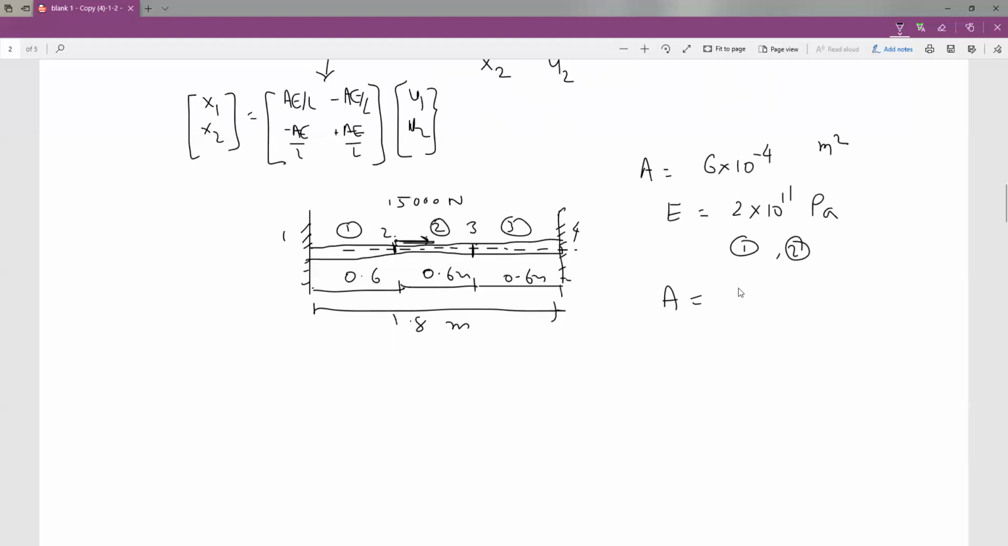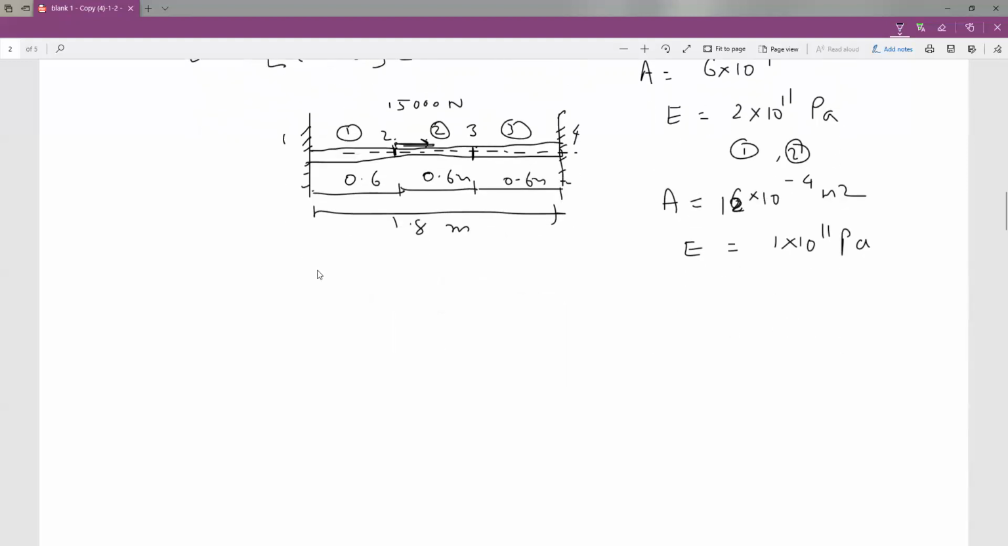For the third bar, A is equal to 12 into 10 to the power minus 4 meter square, and E will be 1 into 10 to the power 11 Pascal. And nodes 1 and 4 are fixed. So we start writing our K equation. K for the first element and K for the second element will be the same.